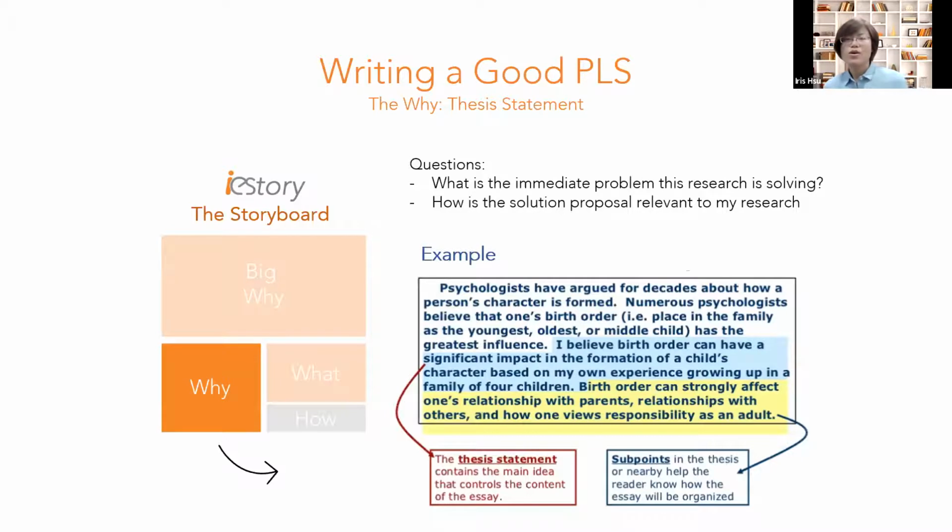So what the research is trying to find is the evidence to support that birth order can strongly affect one's relationship with parents, etc. So ask yourself, what is the immediate problem the research is trying to solve, and how is the solution proposal relevant to my research? This can be something you can extract from your thesis statement.